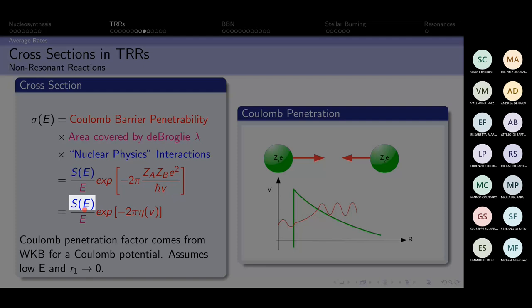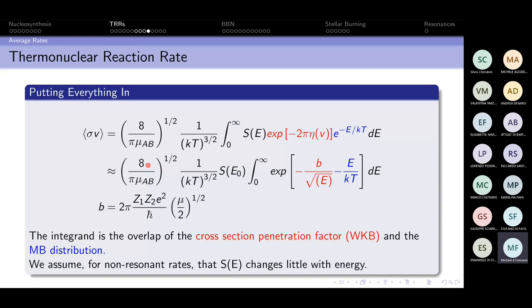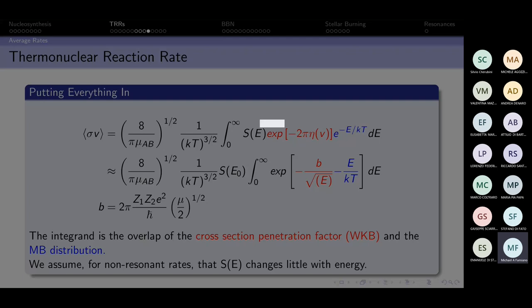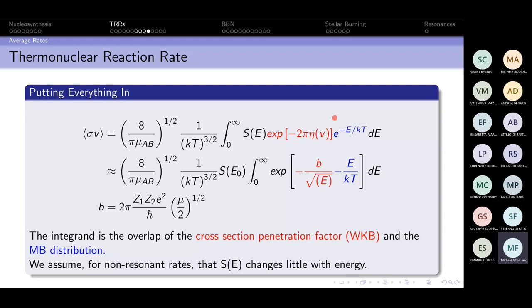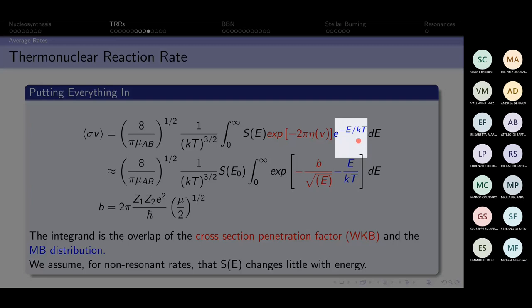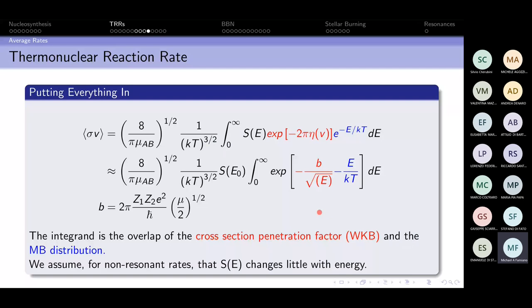Okay, and so I put all that in and I get my average reaction rate. This is just the same equation from two slides ago. But what you want to look at is it depends on the cross section, which is this in red here. And it depends on the thermodynamic distribution, which is this in blue here. Remember I said this S factor, we just assume is constant. So we pull that outside the integral here. And because these are both exponents, I can bring them both into the same exponent there, okay?